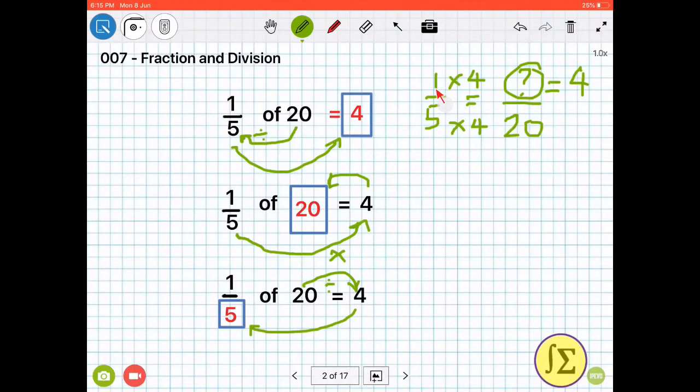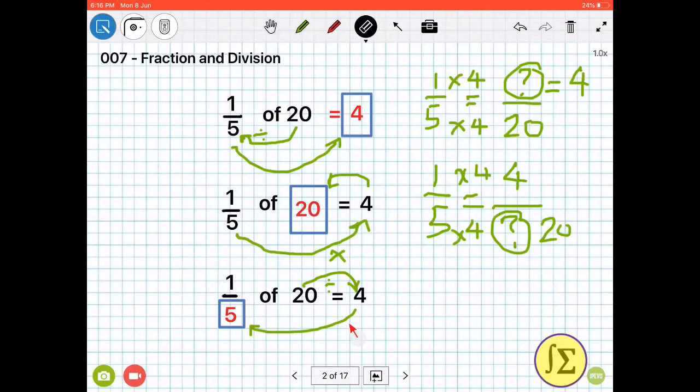Okay, similarly for this problem, we have the fraction. We know the numerator 4, but we don't know the total. The total is always the denominator, so we don't know this. So similarly, with equivalent fractions, 1 and 4, you multiply by 4, so you multiply the denominator 5 by 4 also. So you get 20.